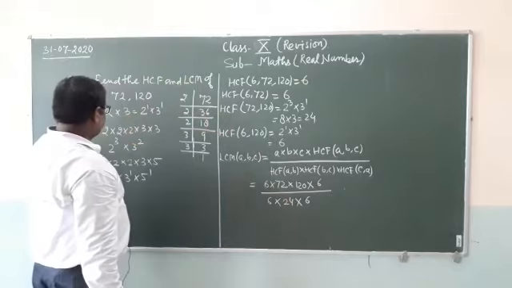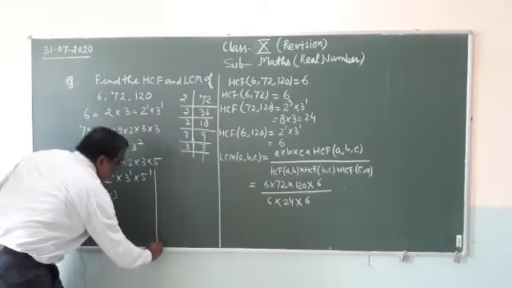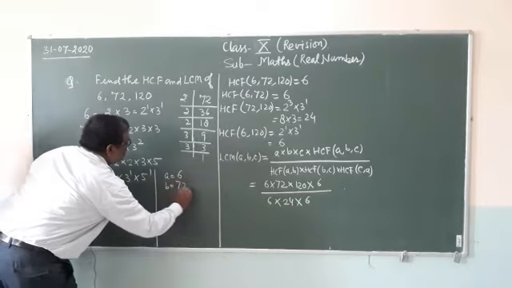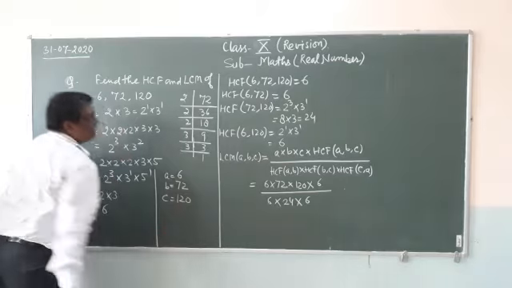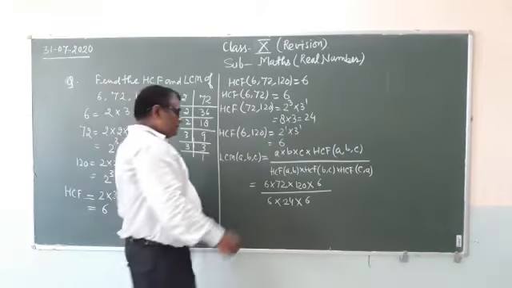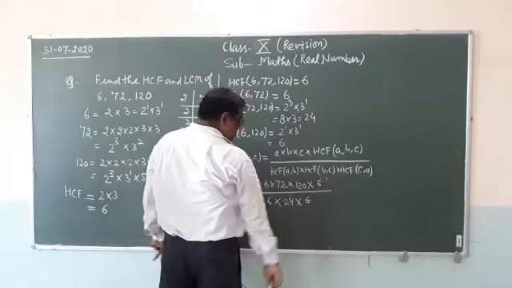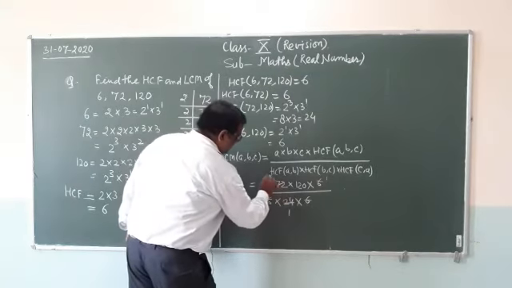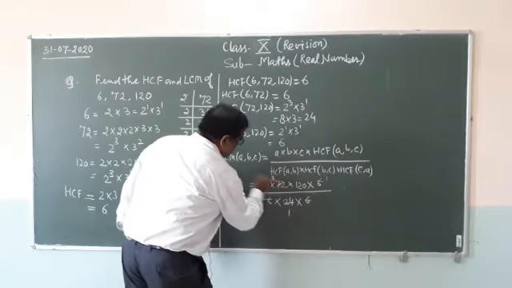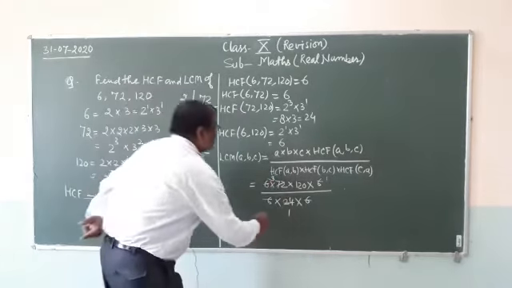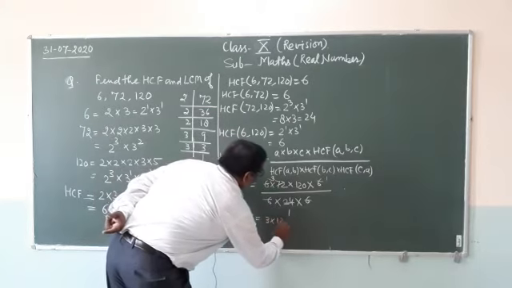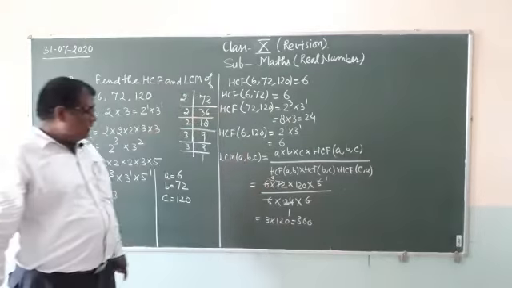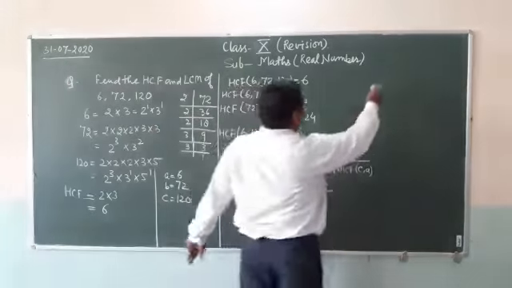Therefore, A is equal to 6, B is equal to 72 and C is equal to 120. Now 6 cancels with 6, this also cancels, and 24 goes into 72 three times. Now 3 into 120 is 360.